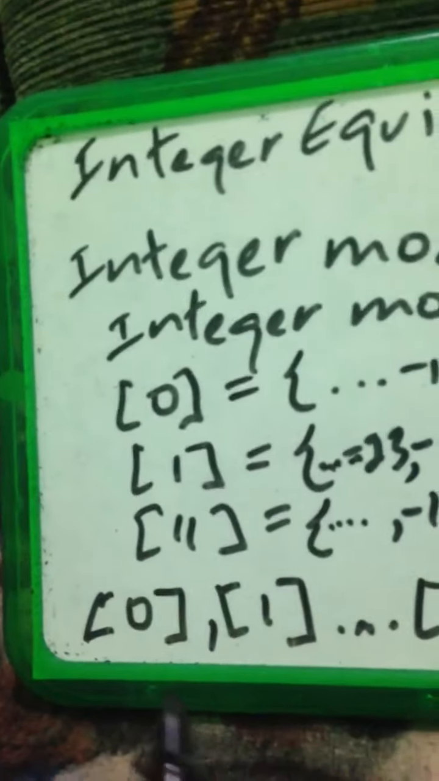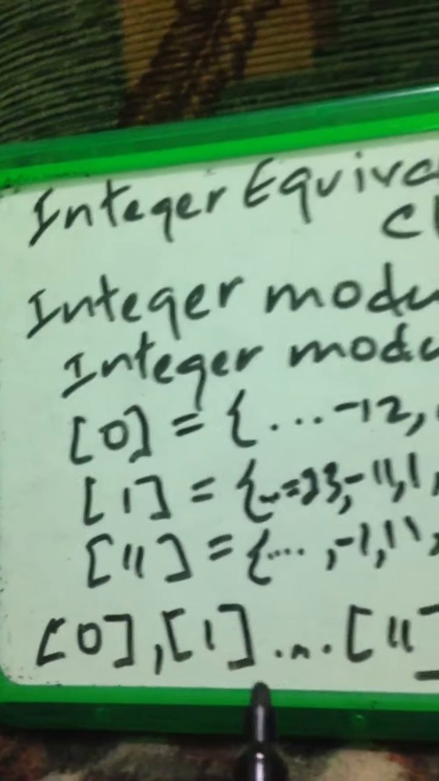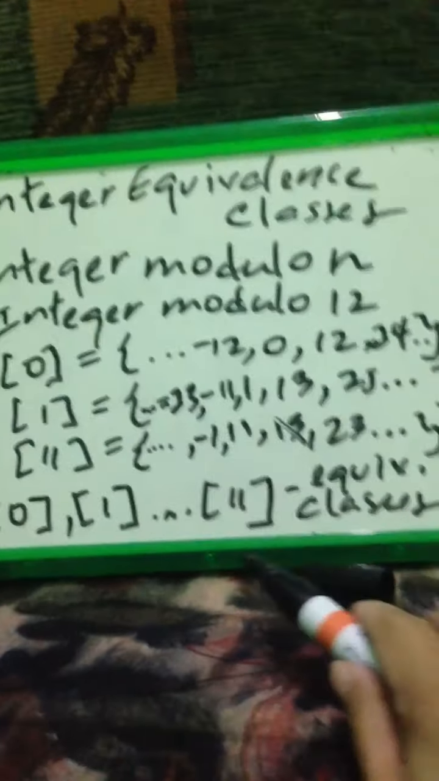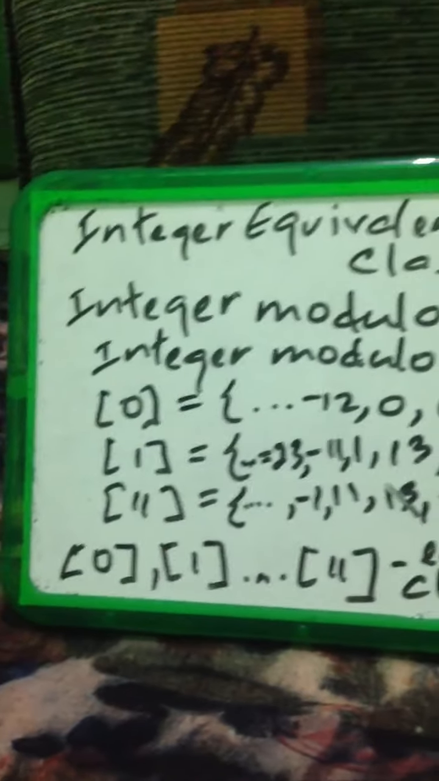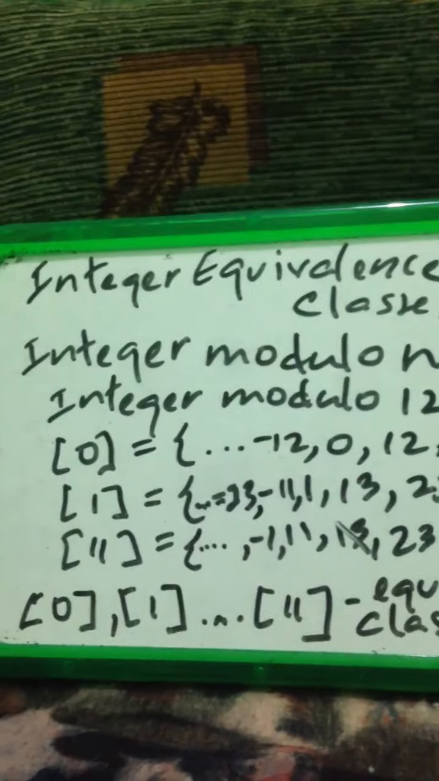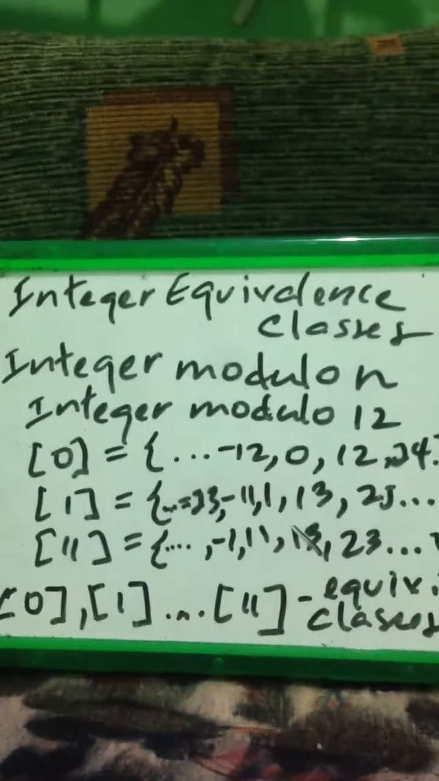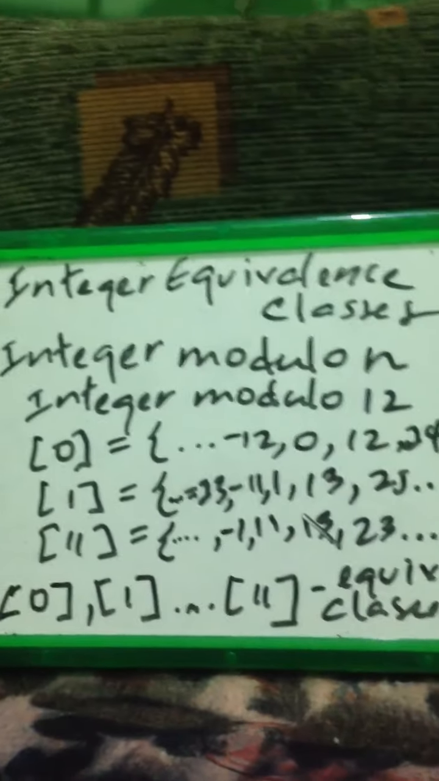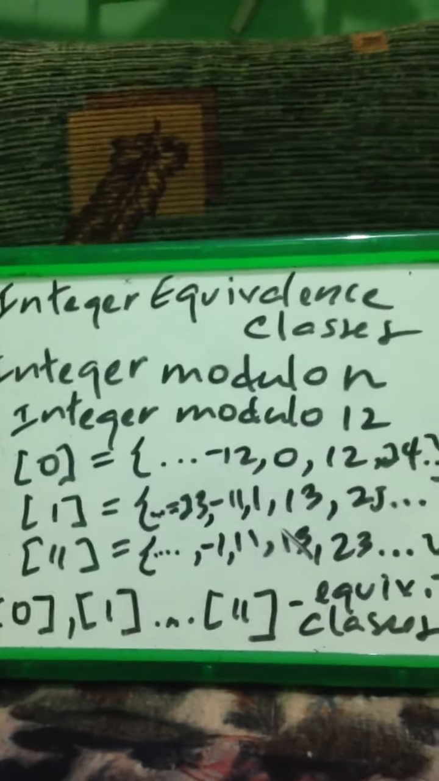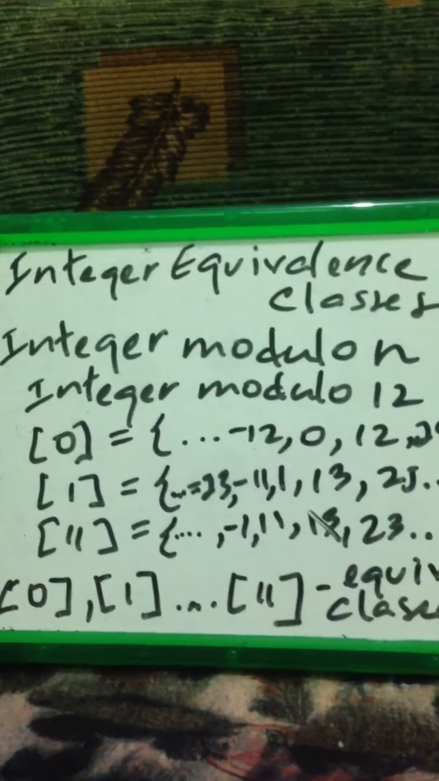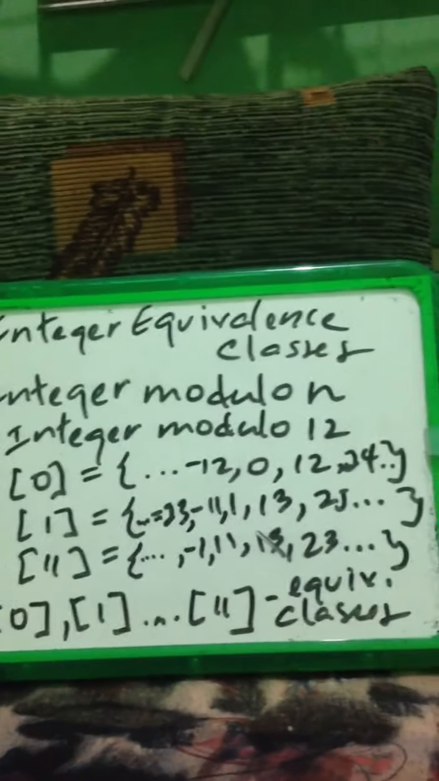So these are the partition of integers, or the equivalence classes. These are important concepts in integer equivalence. In fact, integer modulo n is one type of integer equivalence classes.